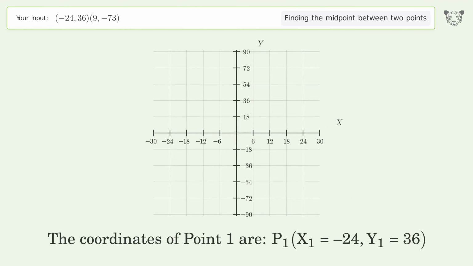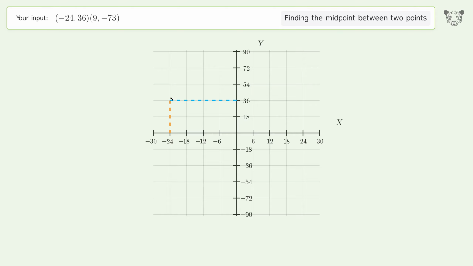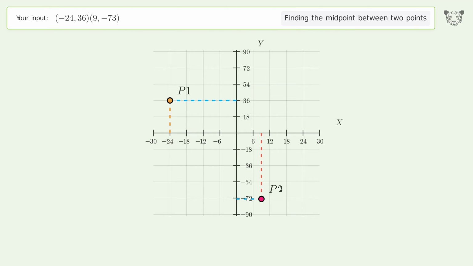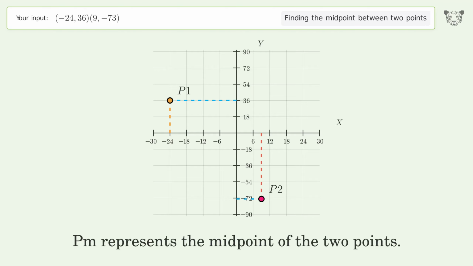The coordinates of point 1 are, x1 equals -24, y1 equals 36. The coordinates of point 2 are, x2 equals 9, y2 equals -73. PM represents the midpoint of the 2 points.